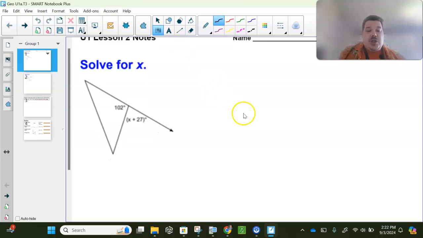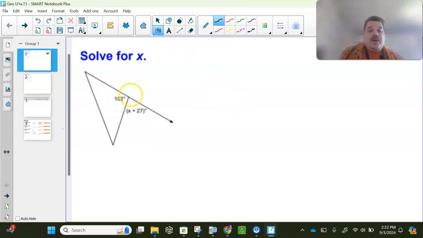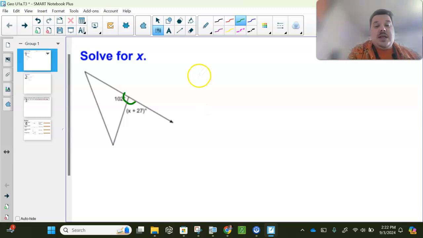If we look at this first example here, we have two angles that form a linear pair. We have the 102 degrees and the x plus 27 degrees. If we remember from those notes from our previous lesson, a linear pair means that those two angles should add up to 180 degrees. So we can just take the x plus 27, add 102, and that should equal 180.